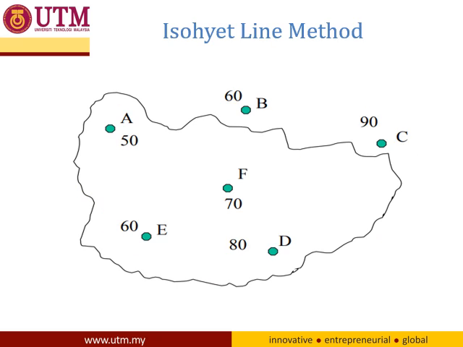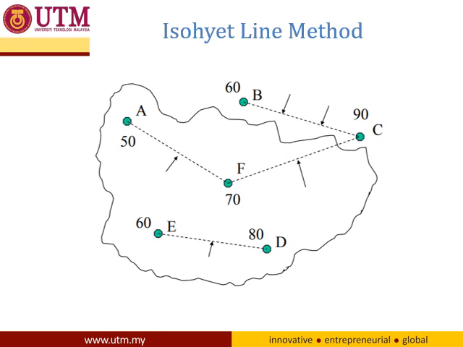So the last one is the isohyet line method. It's quite similar to the Thiessen polygon. You need to use some kind of ratio, but this time you will use the isohyet line. If you don't know what an isohyet line is, it is similar to a contour line, but contour is for elevation. In this case, isohyet is a line representing rainfall depths. So you will get something like a contour line, but here it means the depth of the rainfall.